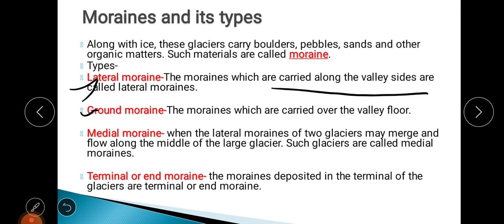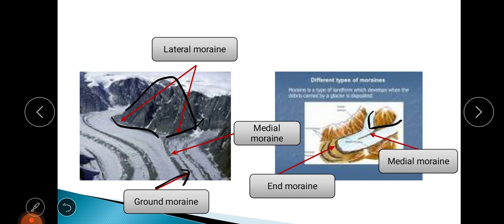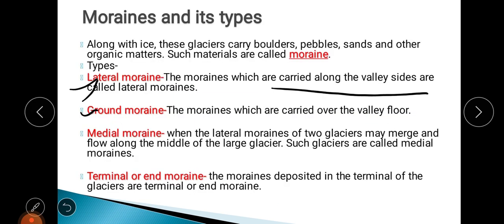Then you see ground moraine. Ground moraine is the moraine which is carried over the valley floor. Here in this picture, these are actually ground moraine, which are deposited or which flow over the ground.